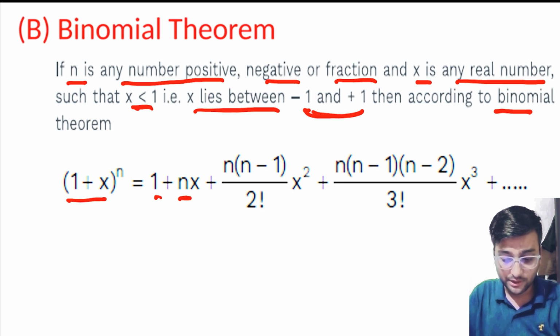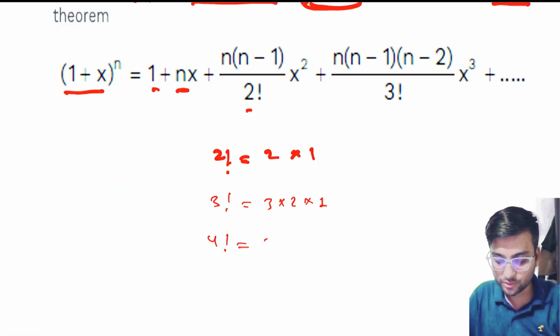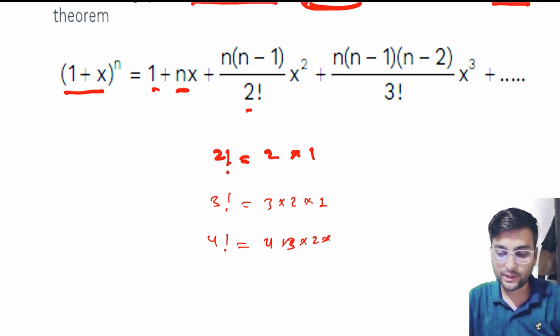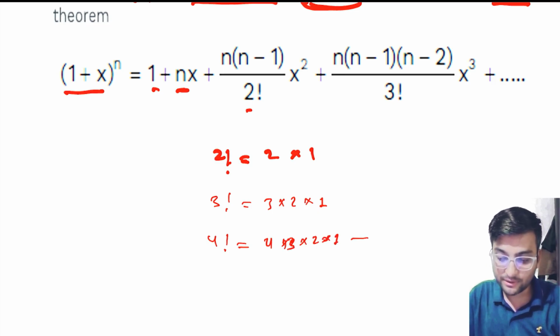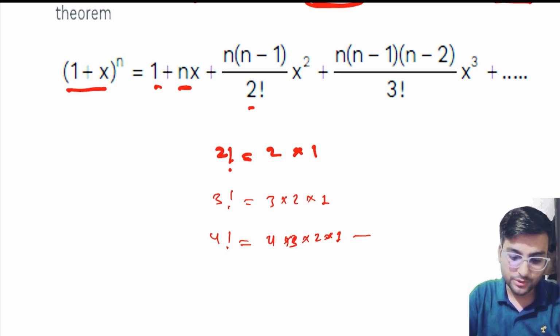So 1 plus n into x, plus n into (n minus 1) by 2 factorial, and so on. 2 factorial is nothing but 2 into 1. 3 factorial is nothing but 3 into 2 into 1. 4 factorial is 4 into 3 into 2 into 1, meaning they are decreasing till the value 1. These are the basic terms, a breakdown of 1 plus x power n.